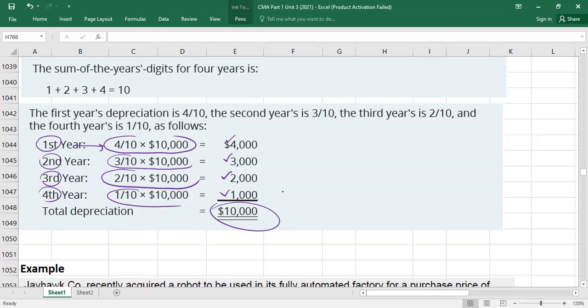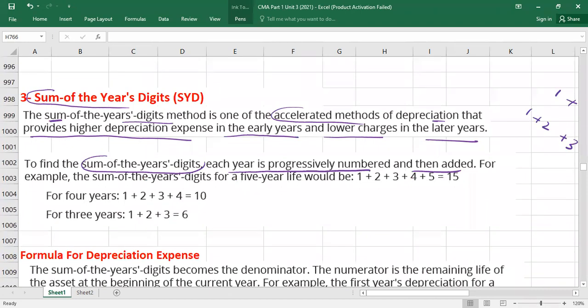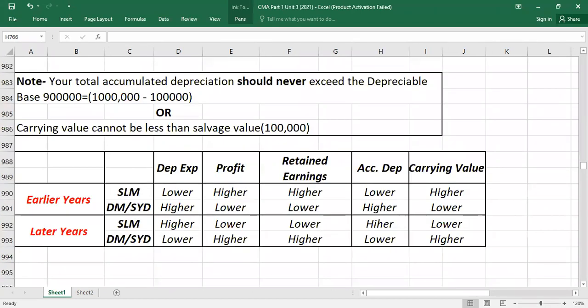Understood? Now I want to do some comparison before moving to the next. This comparison you should remember. This table is important to solve analytical type questions. First, let me tell you, this column is for depreciation expense. This column is for profit. This column is for retained earning. This column is for accumulated depreciation. This column is for carrying value, which is called net value or net book value or book value or balance sheet value.